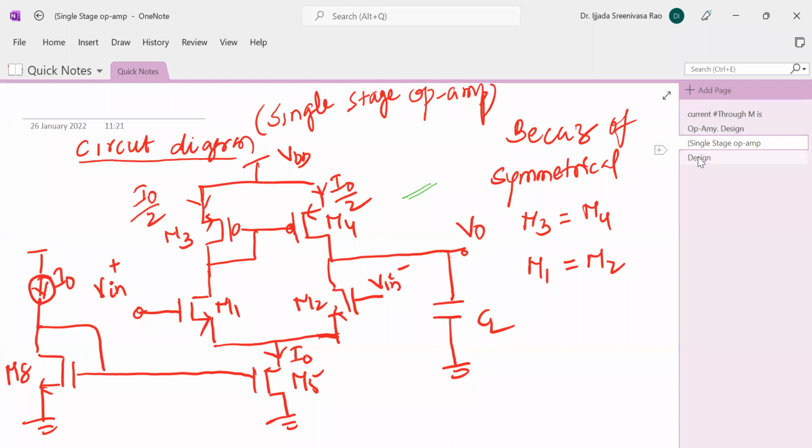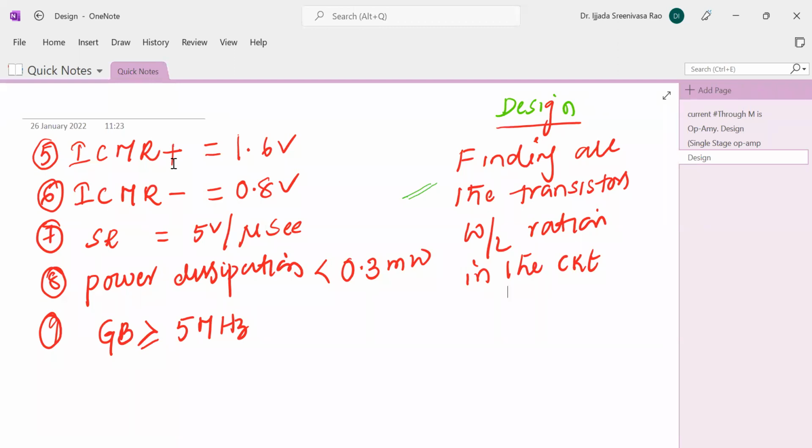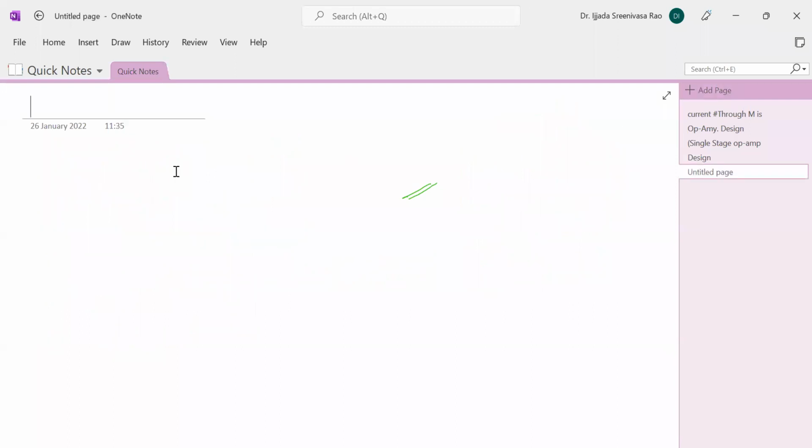Okay. So similarly, maximum ICMR is 1.6 volts and minimum ICMR is equal to 0.8 volts. Slew rate is equal to 5 volts per microsecond, the power dissipation should be less than 0.3 milliwatts, and gain bandwidth product is 5 megahertz. These are the specifications given to design the one-stage differential amplifier. Yes, differential amplifier. So now we'll start the design.